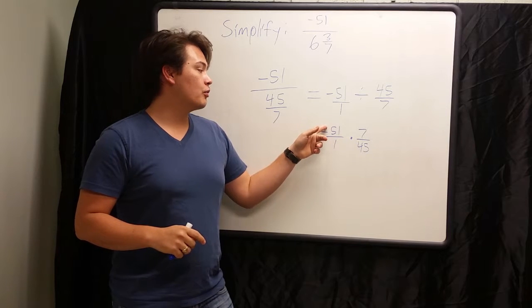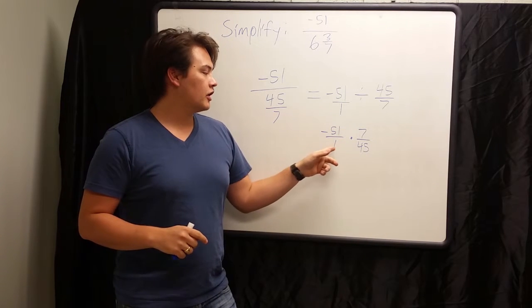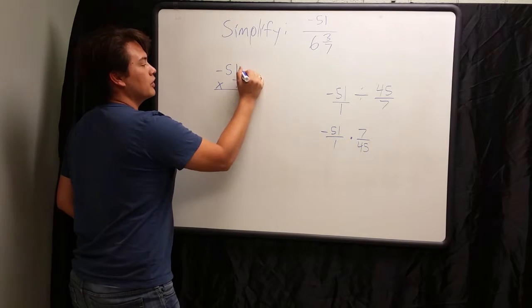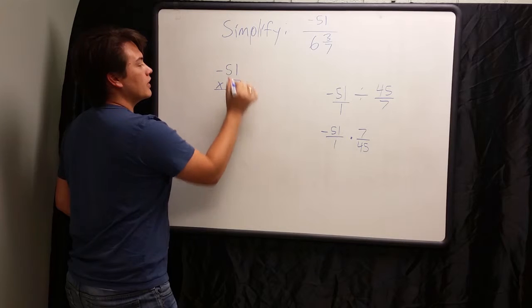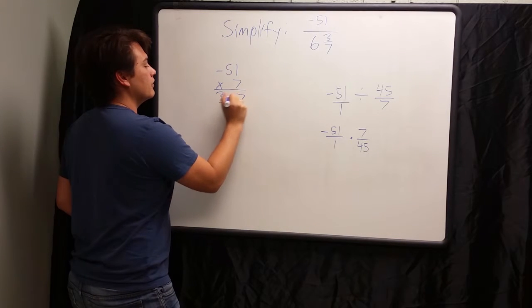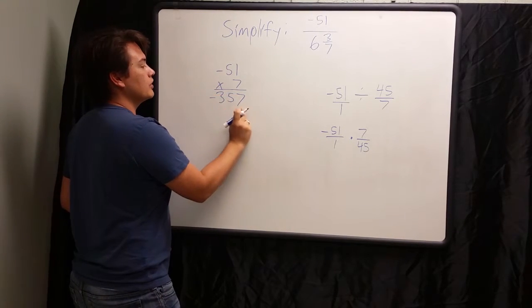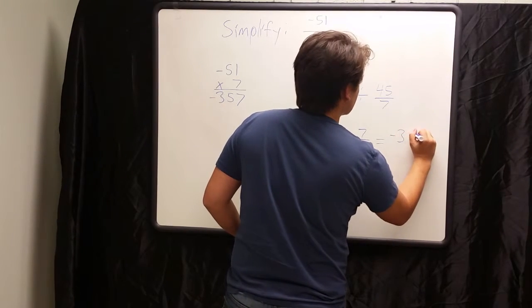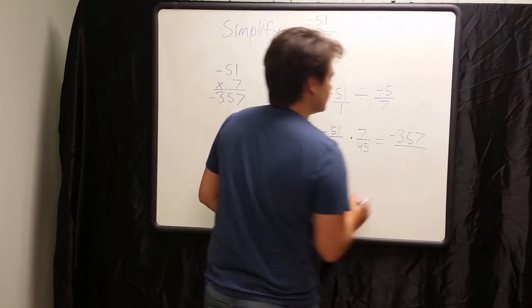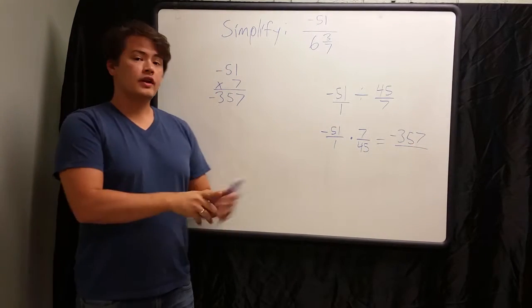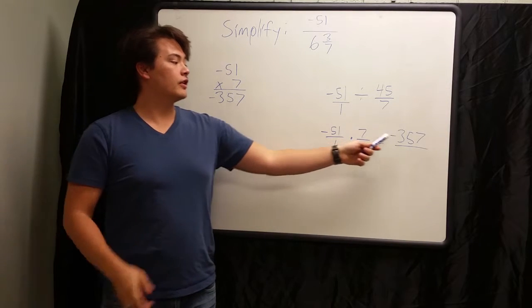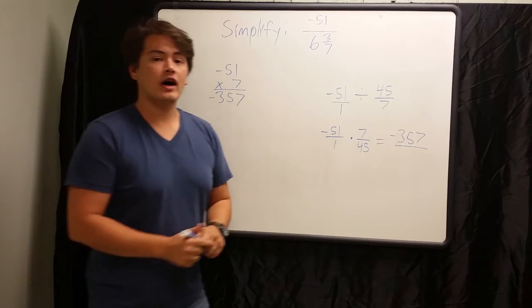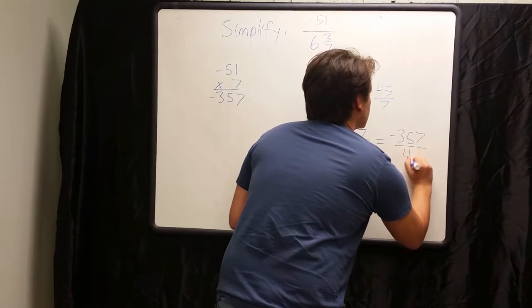From here, we're going to work across. We're going to multiply the numerator with the numerator and the denominator with the denominator. Negative 51 times 7 is going to give us negative 357. And then 1 times 45 is going to give us 45.